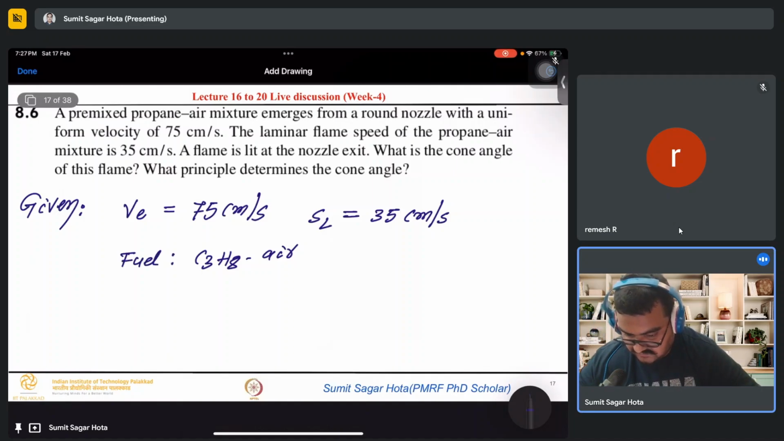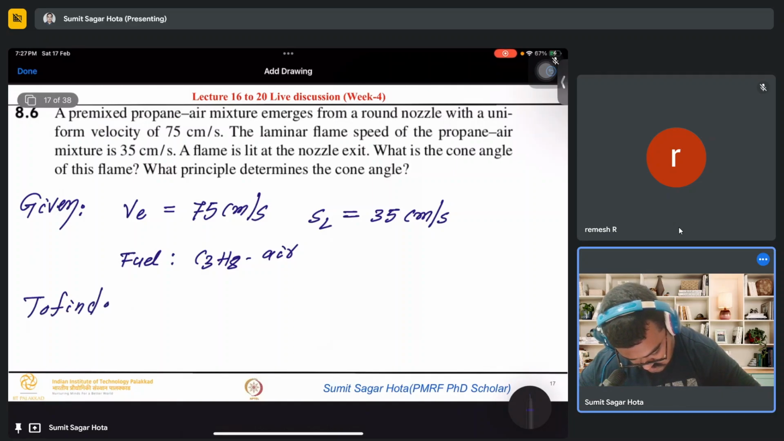So what we need to find out is the cone angle of this flame. The principle determines the cone angle. What is the principle for that cone angle? You also need to find out. The principle, obviously, you know, is the trigonometric principle we are using. Okay, trigonometric methods. So the principle is not a big thing.